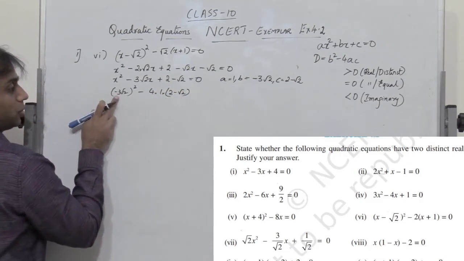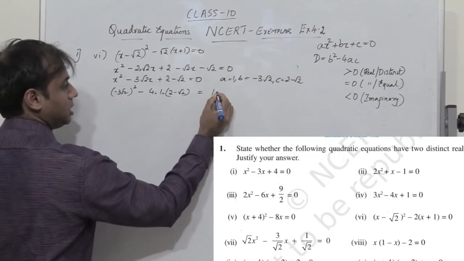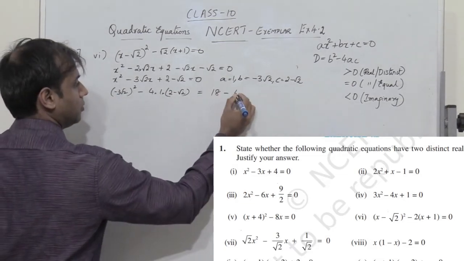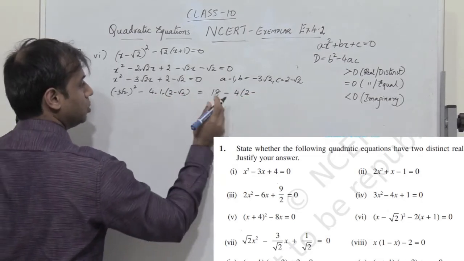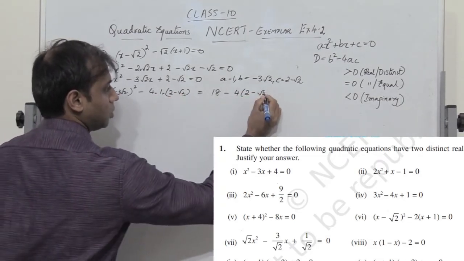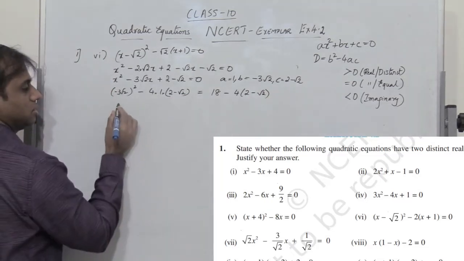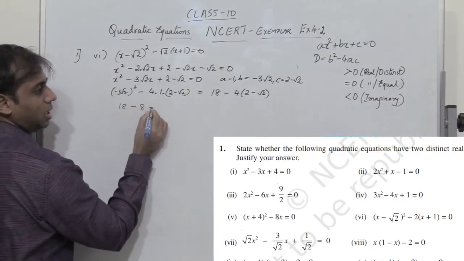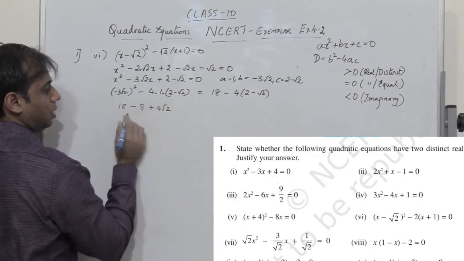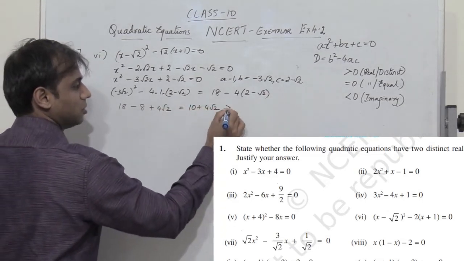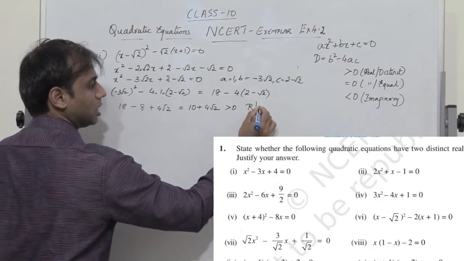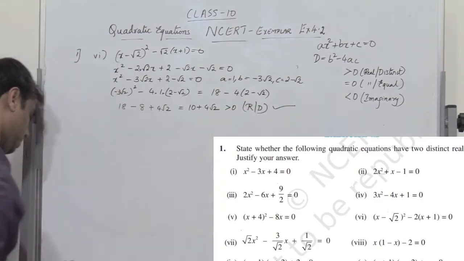So square this, so you get 9 into 2, 18 minus 4 into 2 minus 4 into root 2. I have not opened the bracket, so let me keep it as it is. 18 minus 8 plus 4 root 2. So you get 10 plus 4 root 2. Of course, the value is greater than 0. So the roots are real and distinct.